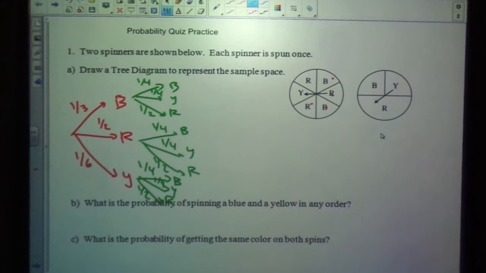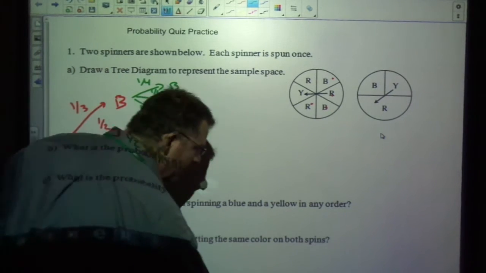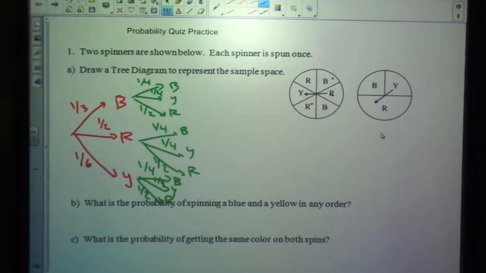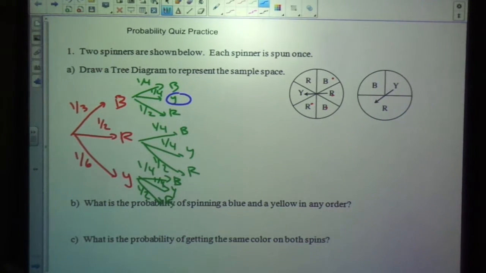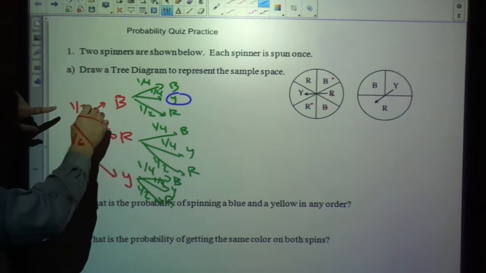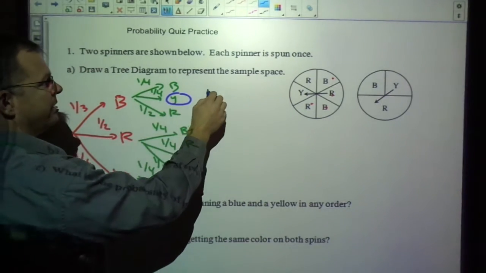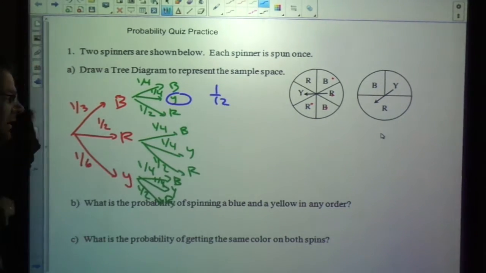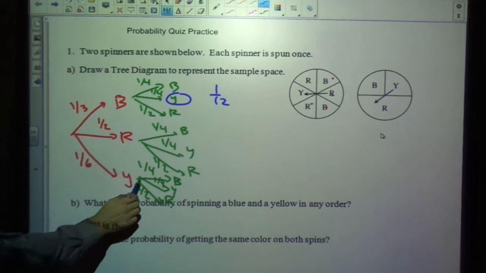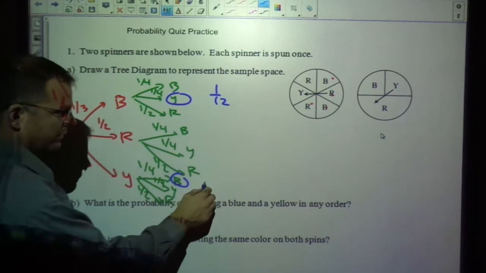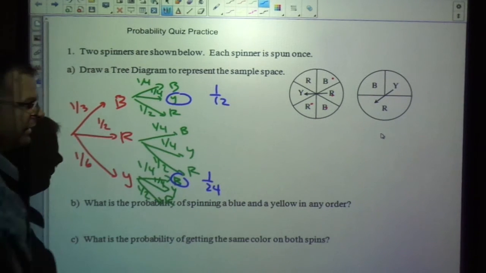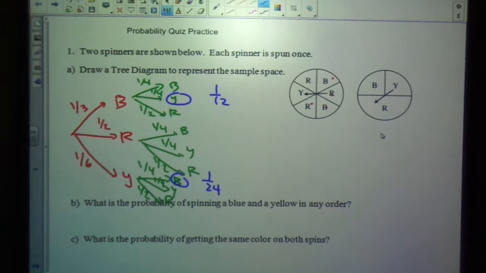What's the probability of spinning a blue and a yellow in any order? So that could be blue and yellow, so that could be this one here. Let's find the probability of that. We multiply the 1/3 of a blue times a 1/4 of a yellow and get 1/12. It could also happen if I have yellow-blue down here. That's 1/6 times 1/4, which is 1/24. So I need to add those together.